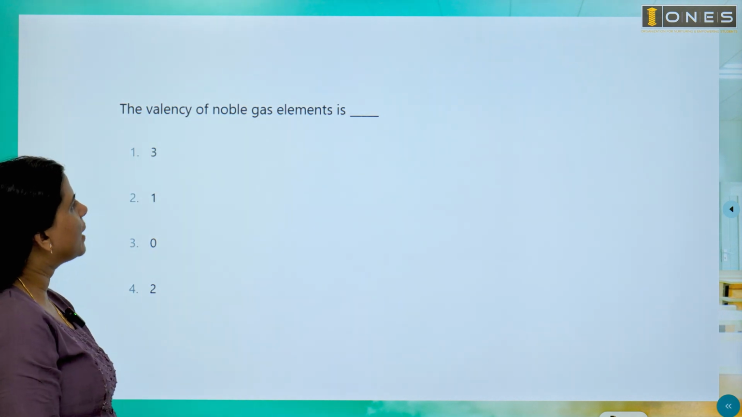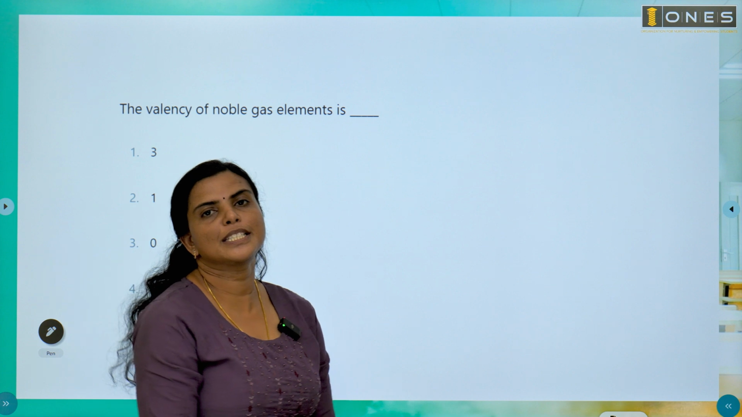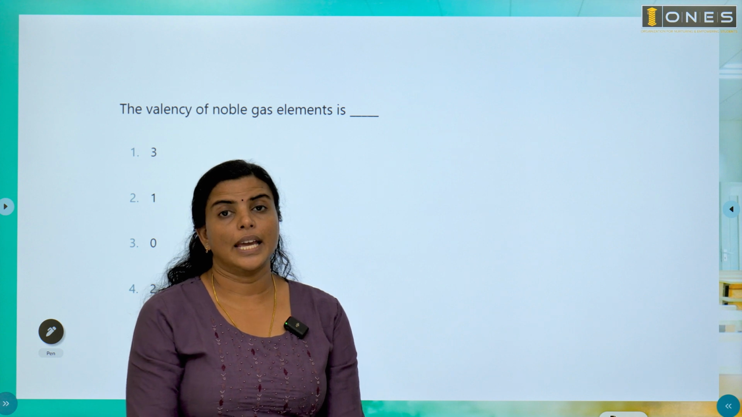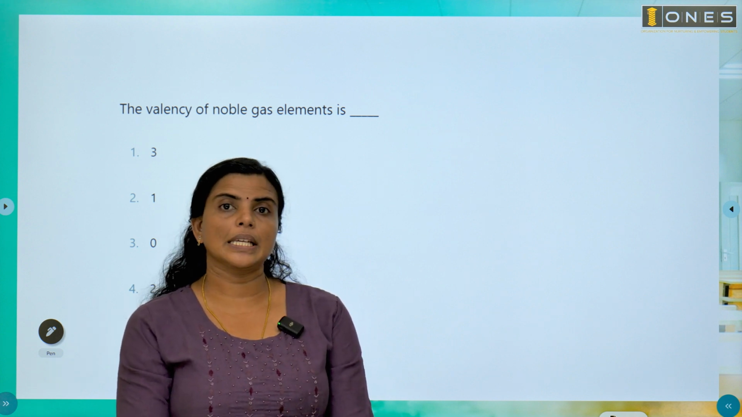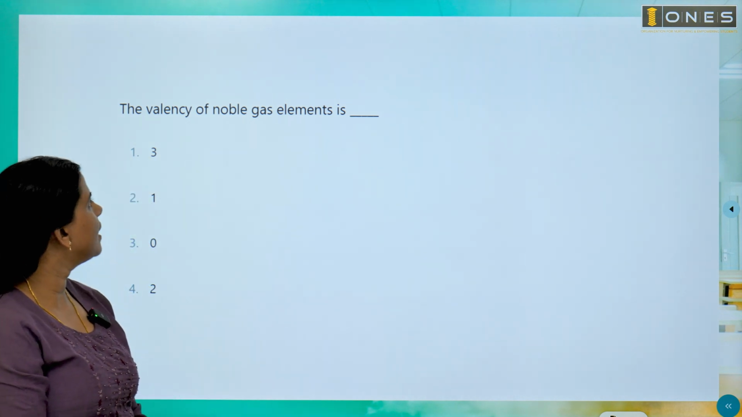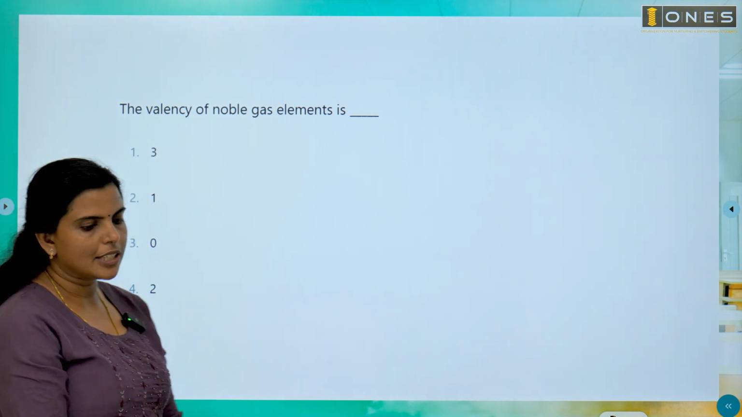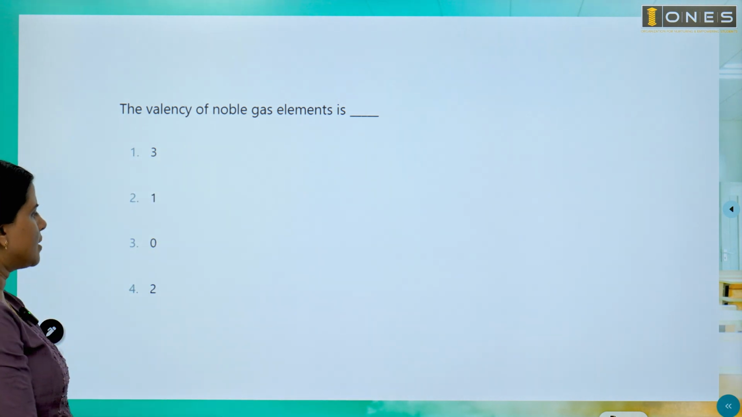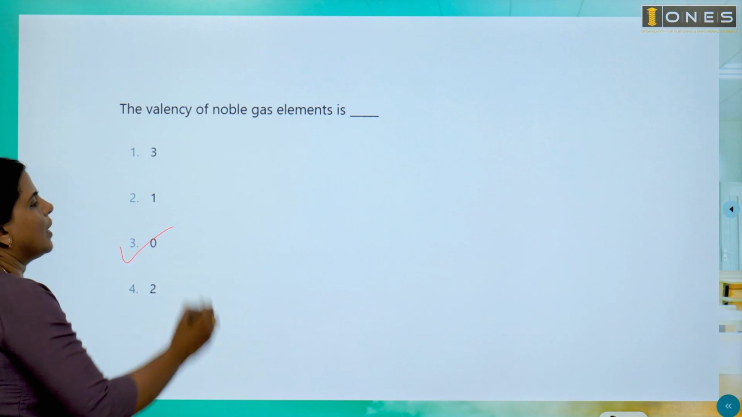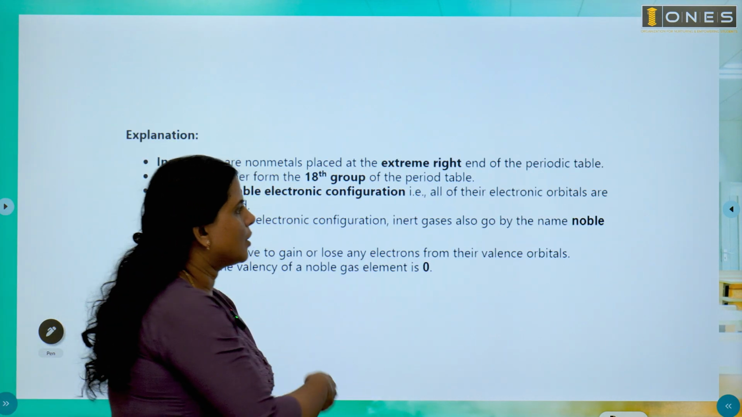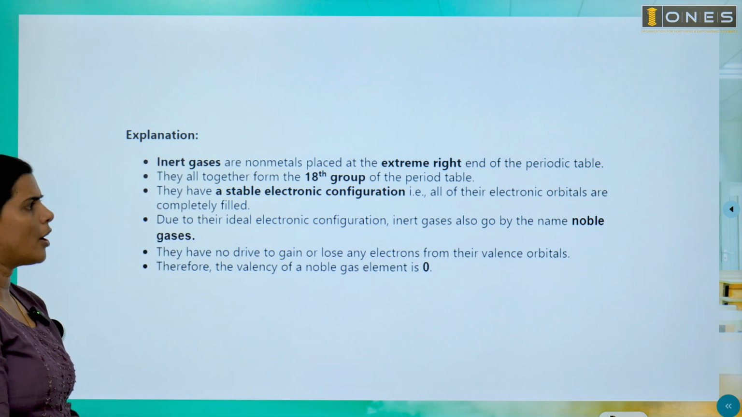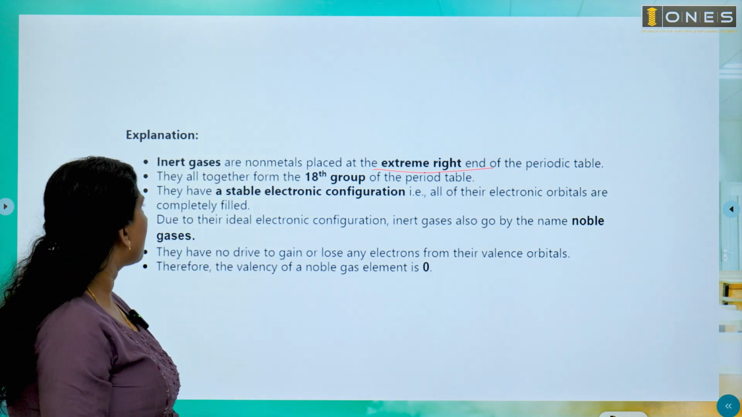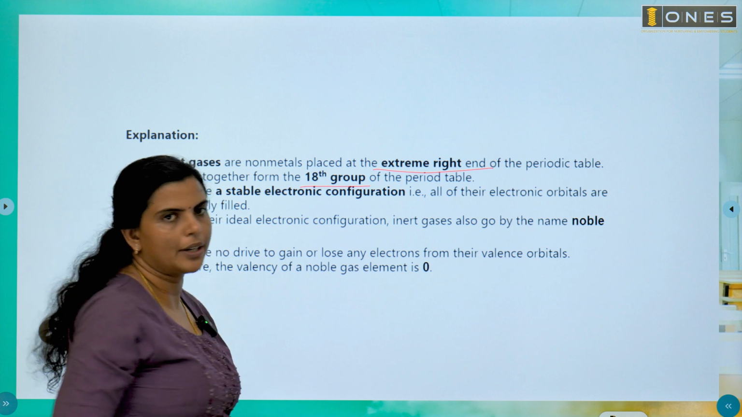So the valency of noble gas elements is... We looked at a similar question earlier: the valency of which element is 0, and there the answer was helium. Here, the noble gas family is group 18, and the valency of group 18 is 0. The options are 3, 1, 0, 2, so the answer is option 3, 0. Inert gases are non-metals placed at the extreme right end of the periodic table. They all together form the 18th group of the periodic table.